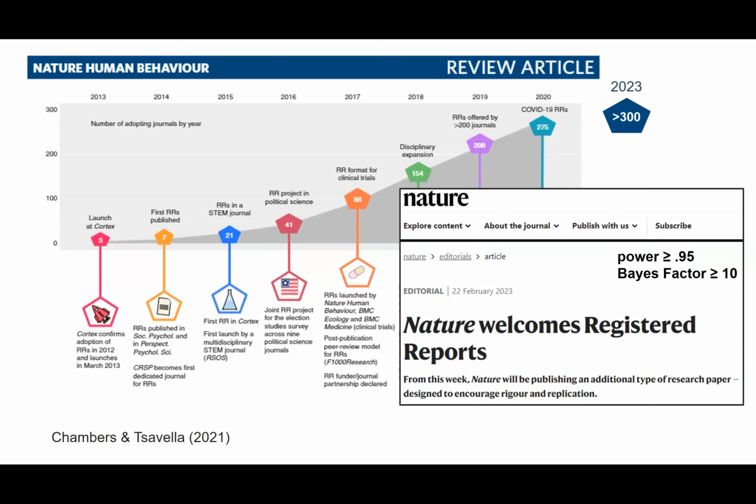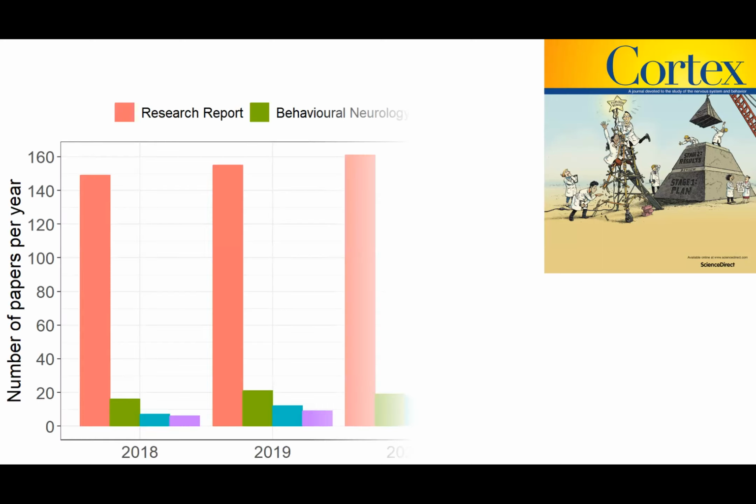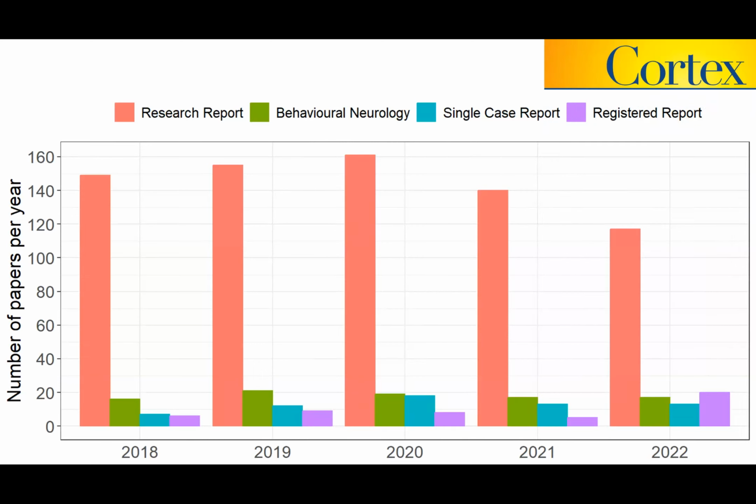Of course, even having 300 journals on board would be of limited value unless people are actually using the format, that is, unless people are actually publishing registered reports in those journals. So to take a look at this, I decided to run a quick audit of the editorial records of Cortex, focusing on papers accepted for publication in the last 5 years. I've plotted the main results here. The red bars are the article count for the standard research reports. The green and the blue bars are two more niche formats that we also offer at Cortex that otherwise follow the traditional standard non-pre-registered model. These are behavioral neurology articles and single case reports.